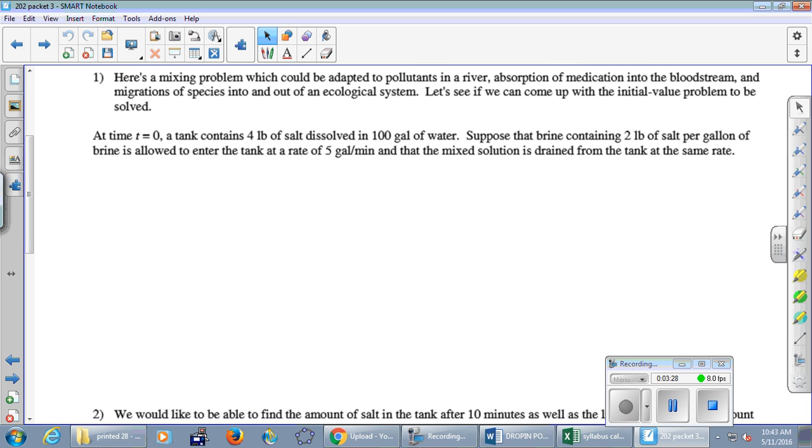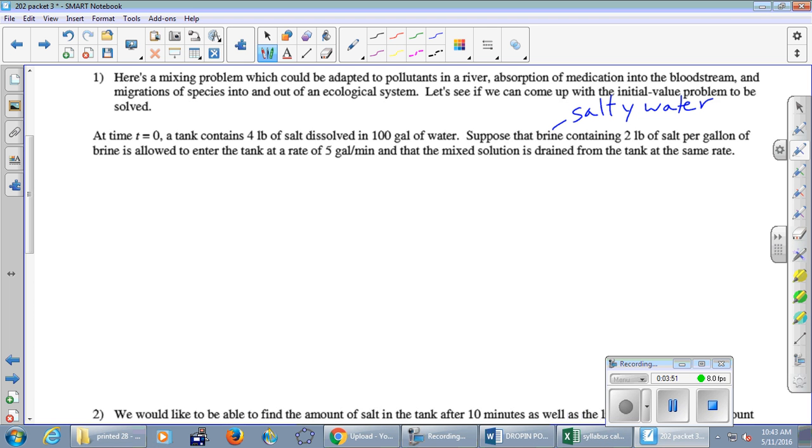At time t equals 0, a tank contains 4 pounds of salt dissolved in 100 gallons of water. Suppose that brine, what does it mean? Salty water. So we've got some salty water containing 2 pounds of salt per gallon of brine is allowed to enter the tank at a rate of 5 gallons per minute.